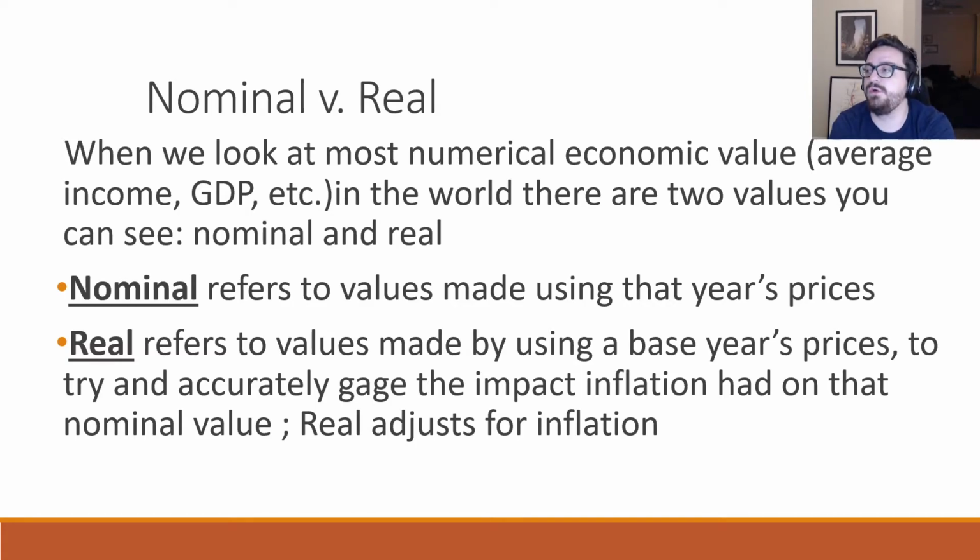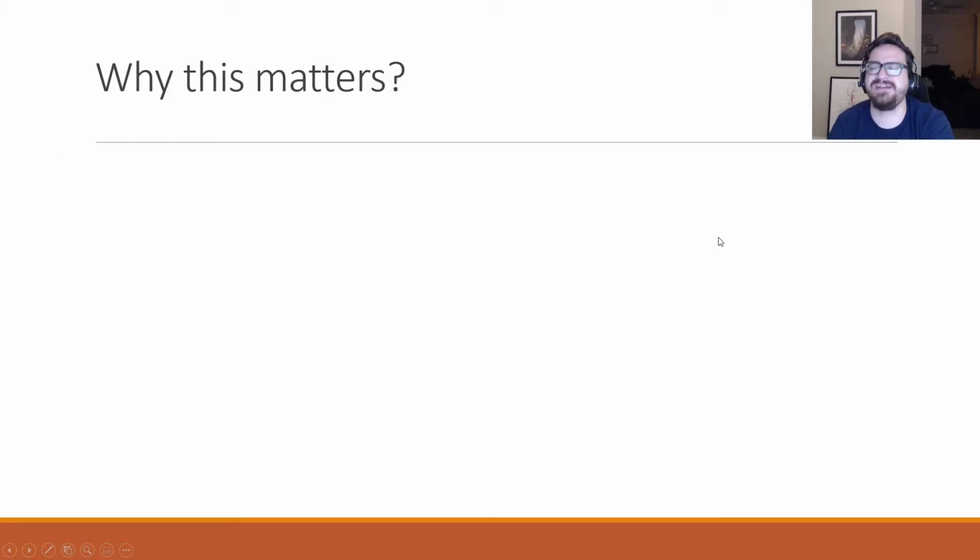It would tell you if real GDP in 2009 is bigger than real GDP in 2000 that you actually produced more in 2009 than you did in 2000. Because your prices were sort of taken out as a variable. Real is adjusting for inflation by holding prices constant. Why that matters? Because I don't think I really did a good job of it on my last video.